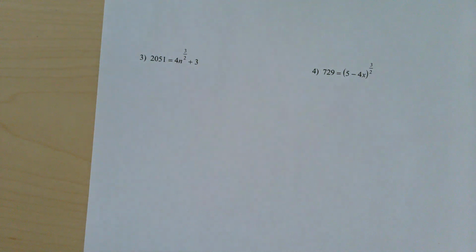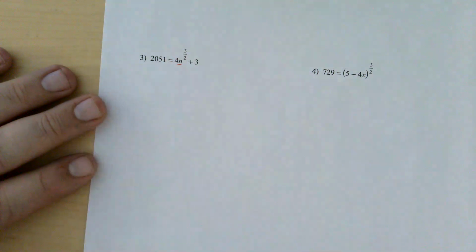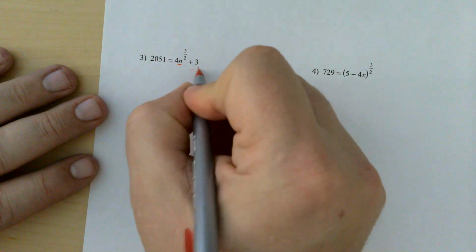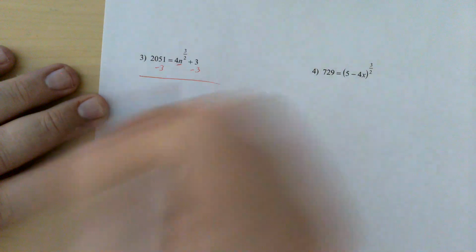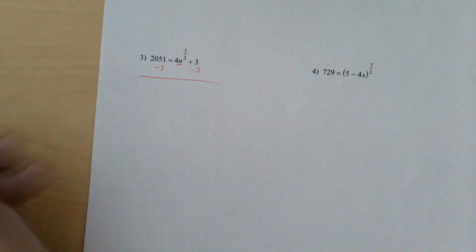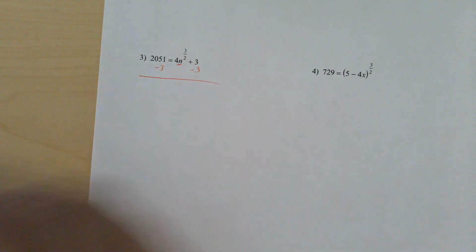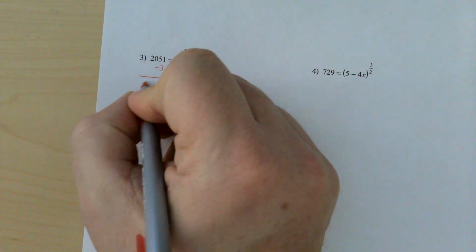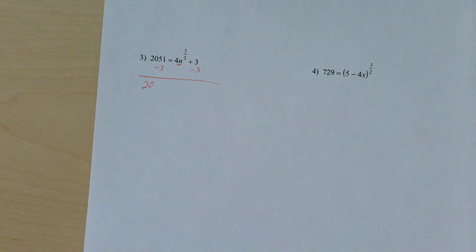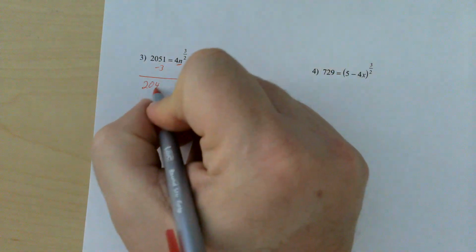Okay, so when I see number 3, I know it's going to take 3 moves for me to get the answer. Okay, I need this all by itself. So the first move is to subtract a 3. I don't want that plus 3. I can simply subtract it. When we subtract it, we're going to get 2,048.